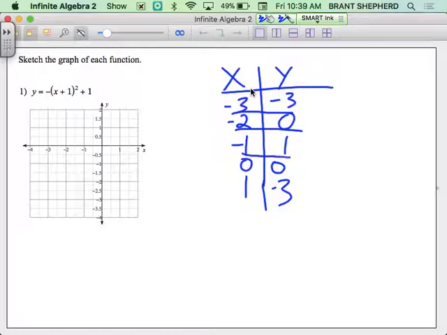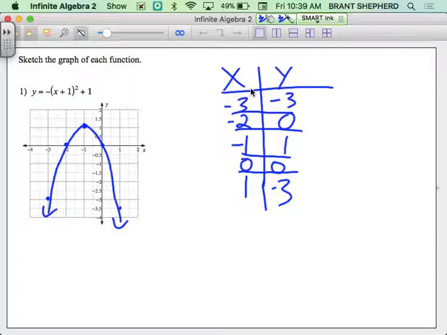So now that I have that table written down from my calculator, I'm just going to take those 5 points and I'm going to graph them. So I'm going to do negative 3, 3, negative 2, 0, negative 1, 1, 0, 0, and then 1, negative 3. And I'm going to connect those. All right, and then that is my graph.